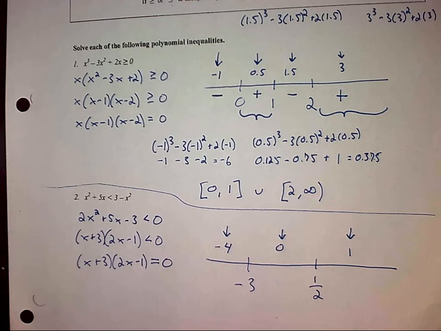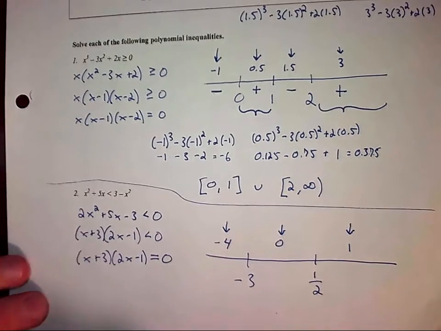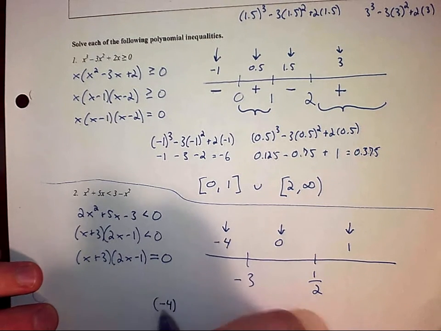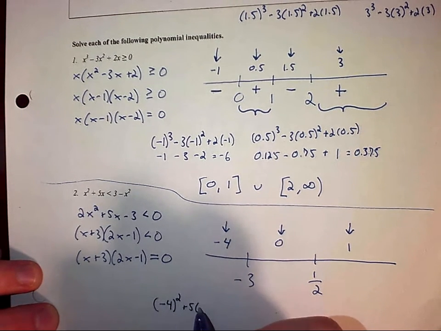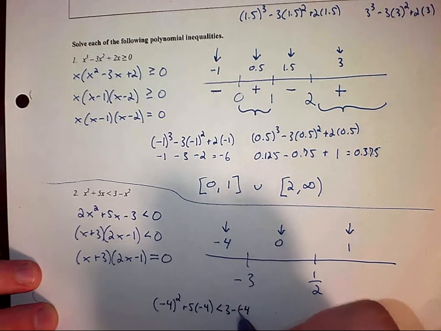Now, if you do these, so if you take this now and put it back into the original equation, we're going to try to see if -4 quantity squared plus 5 times -4 is strictly less than 3 minus -4 quantity squared.